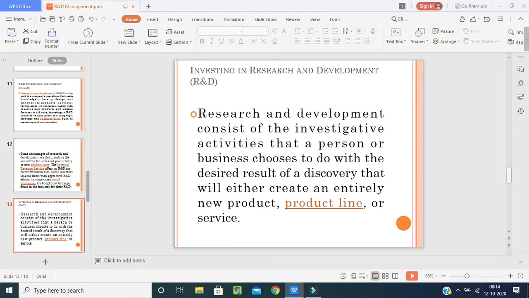Whatever they see, the research people are seeing the problems their company is facing with other competitors, what the solution for this is, and how we are going to manage. So all these things will be taking place in the R&D. So that is the reason the investigating department's activities are very important. So what will happen after discovery? The result will be created entirely: a new product will come, or a new product line, or a new service will come into the market.